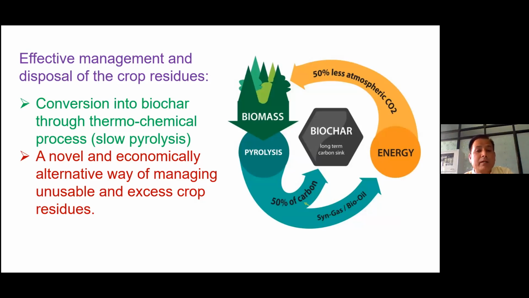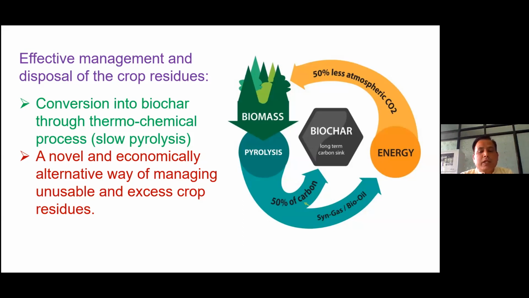We can prepare biochar from this crop residue or organic material, whatever we have, with the technique of slow pyrolysis. So it is a very good alternative. We burn the biomass, and almost 50% carbon we can again add to the soil system. And apart from this, we are getting some biofuels that we can use as energy.